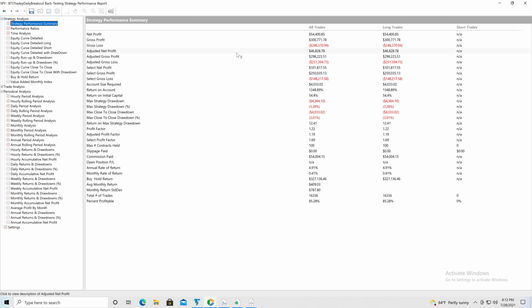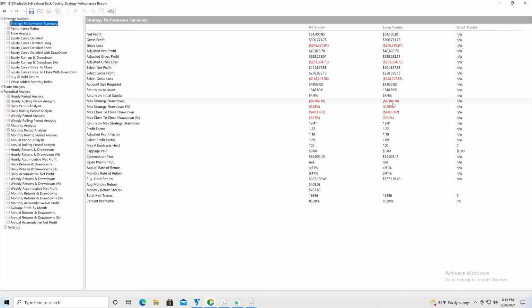So we're in the strategy performance report, and you can see this number is different than the optimization report because it's including the tiered commission. So 54,000. Here's the commission paid, another 54,000. So 85% profitable. I mean, drawdown is actually not bad, 4,384.